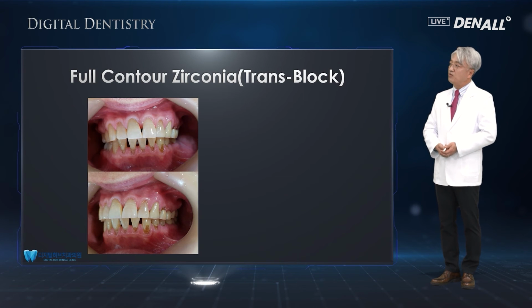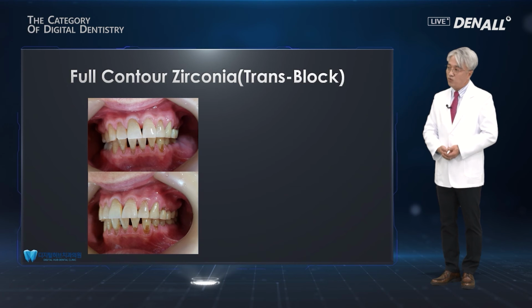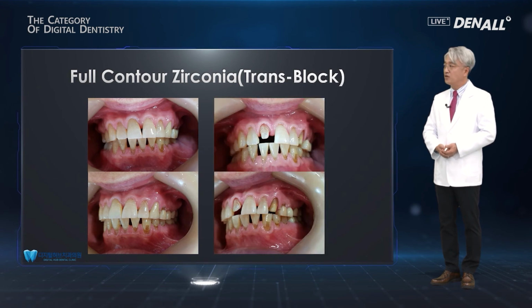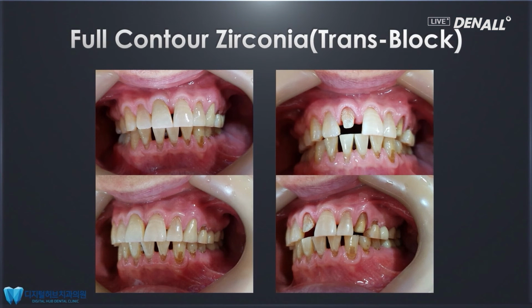Now, for full contour zirconia, the trans block was used for this restoration, but if you don't look very close, you cannot tell what was used. Now, numbers 11 and 23 were colored and sent to the patient, and personally, I'm very satisfied with the results. And using CAD/CAM, we can very easily deliver it to the patient.